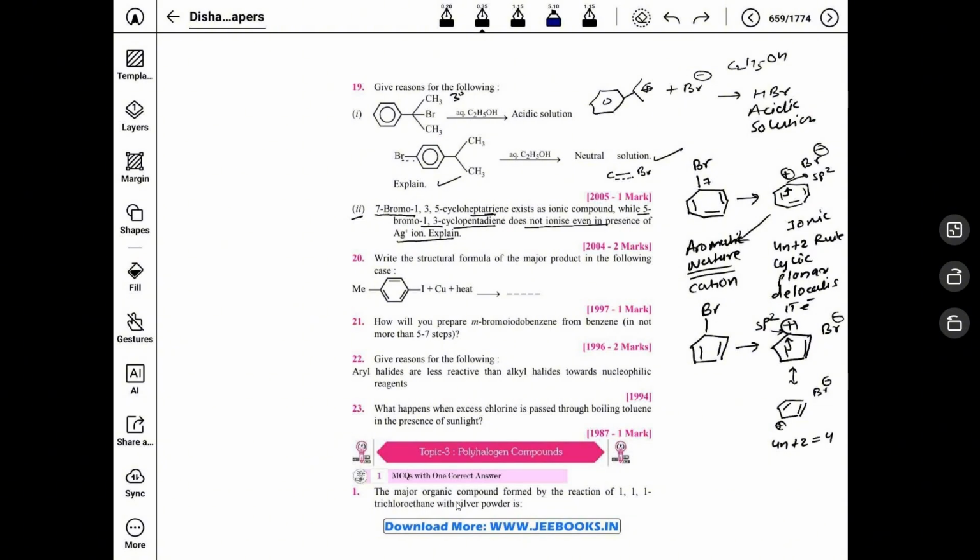If you try to find the n value, it is 4 minus 2 divided by 4, so n cannot be a fraction. Therefore this does not follow Huckel's rule, and hence it is not an aromatic compound. So it has high energy and it is unstable.